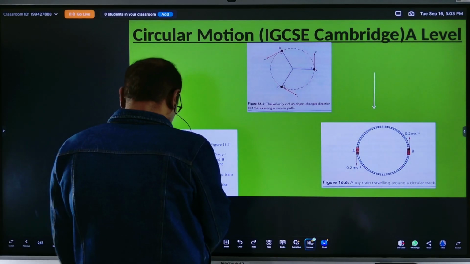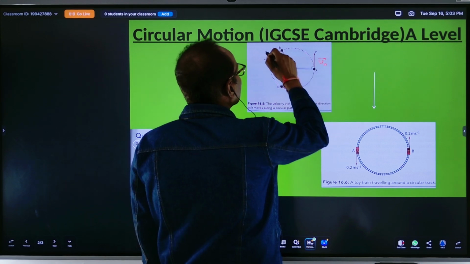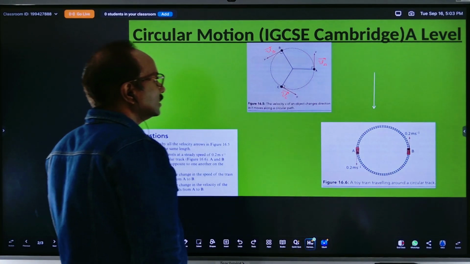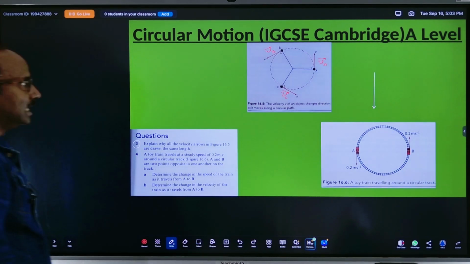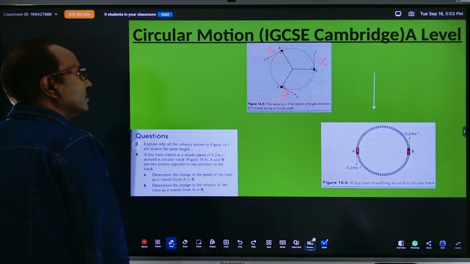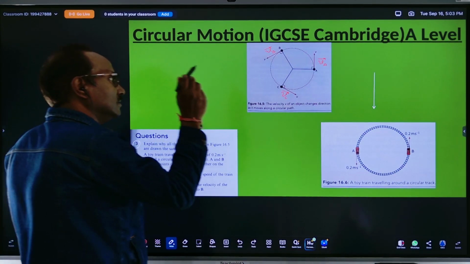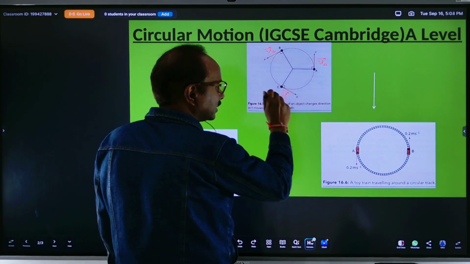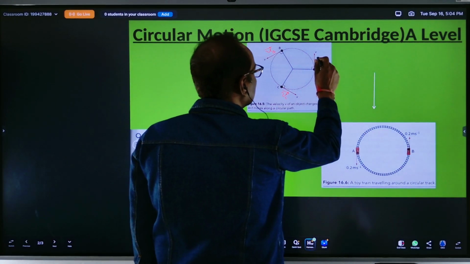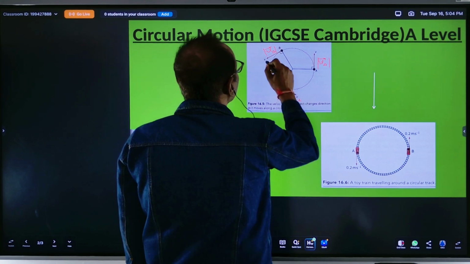So here it is VA, here it is VB, here it is VC. These are the velocity. At that instant when the particle was at A, it is having a velocity VA. When the particle is at B, it is having a velocity VB. When the particle is at C, it is having a velocity VC. But the magnitude of all these three is equal to V.